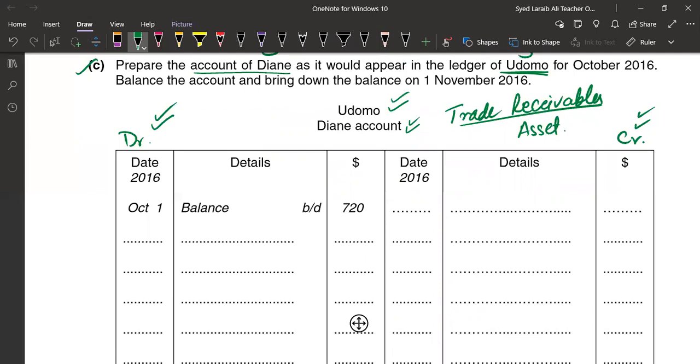Now we are making Diana's account, so we are going to write on the debit side. I'm going to write here on October 8, Diana's account had been debited by 560 against sales. Remember, we have to write the cross reference in details. This is the account, this is the cross reference. We are writing in details. The second is the debit note. As you know, a debit note has no value, so no transaction is going to be recorded.